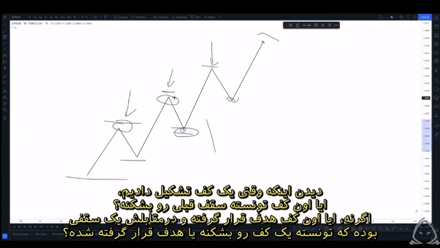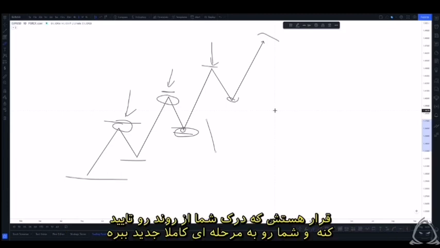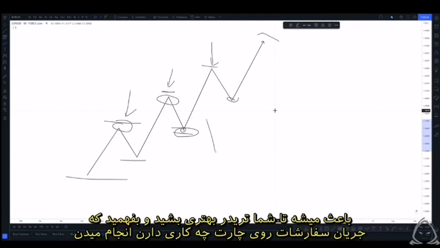And on the flip side, was a high successful in taking out a low, or was it targeted? What this is going to do is just reaffirm your understanding of market structure and of trend, and it's going to take you to a whole new level once you're able to fully integrate all of the supply and demand concepts into the market structure concepts, and then apply the protected and targeted structural components to that. It's going to make you a more robust trader in understanding the order flow that's happening on the charts.